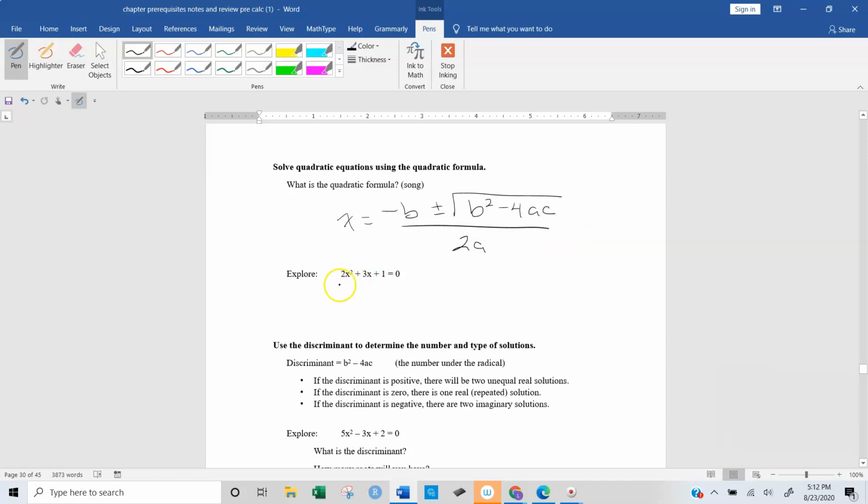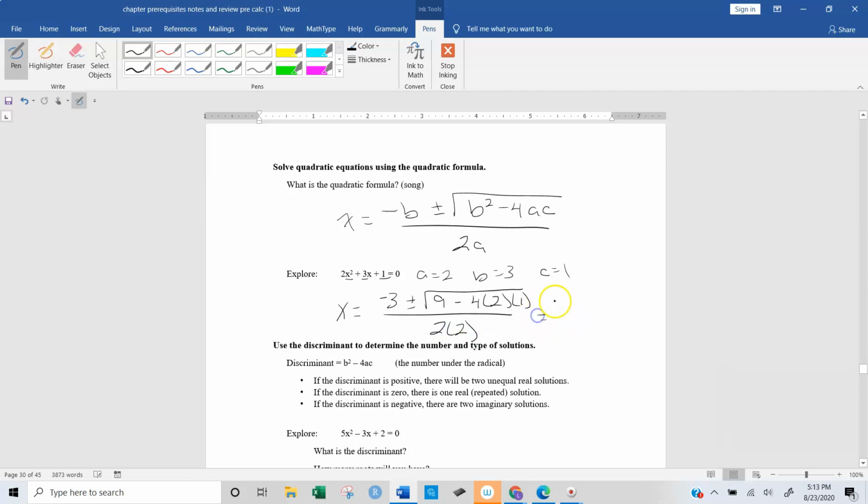So what we do here, you have to recognize that a is your number in front of the x squared, so a is equal to 2. b is in front of the x, so b equals 3. And c is the number by itself, or your constant term. Now I just plug them in. So x is equal to the opposite of b, so minus 3, plus or minus the square root, b squared, well that's 9, minus 4 times a, which is 2, times c, which is 1, all over 2 times a.